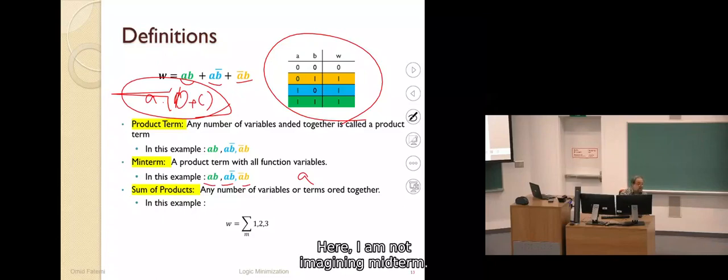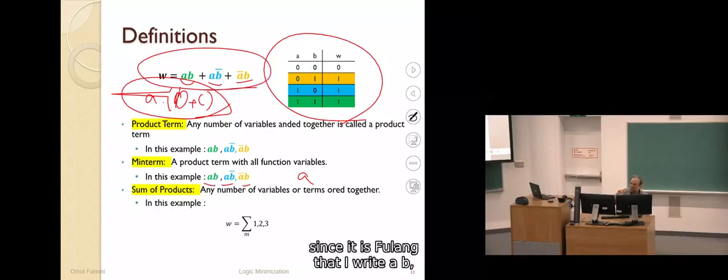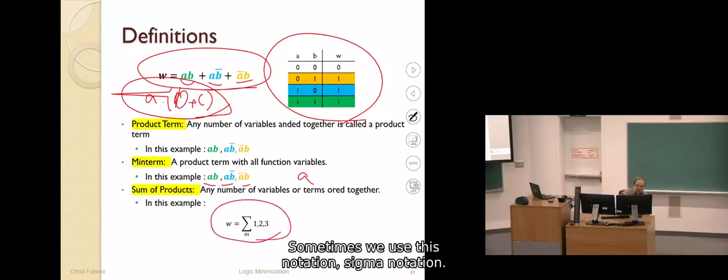Here I am not mentioning min term. Later I will make it a standard sum of product which should be min term. Now for any variable, for example, for this function that I have written here, since it is too long, I write AB naught plus A naught B. Sometimes we use these notations, sigma notation. I will say that it is the sum of these numbers.